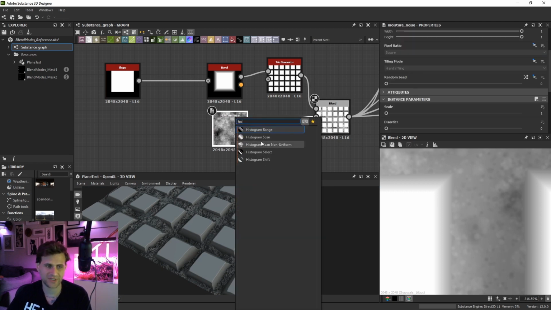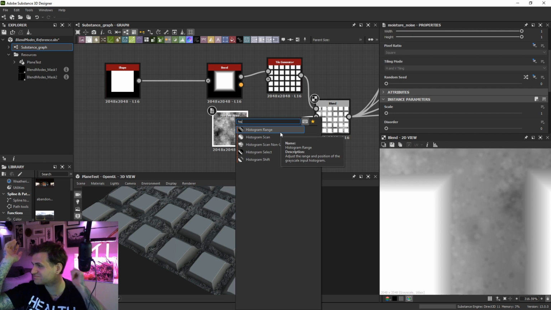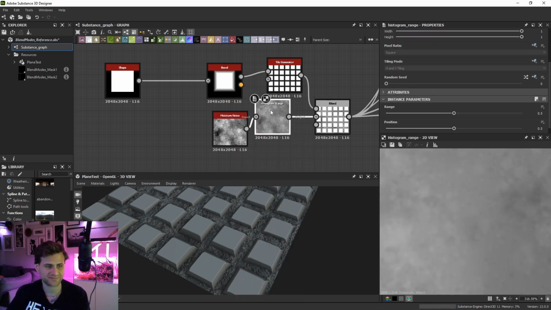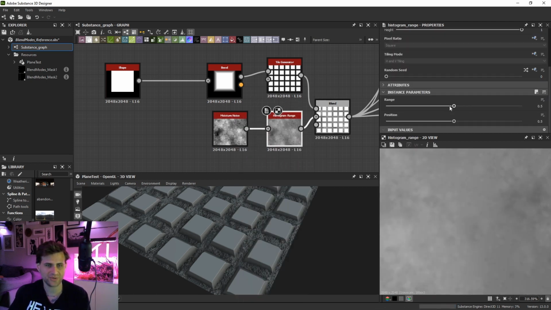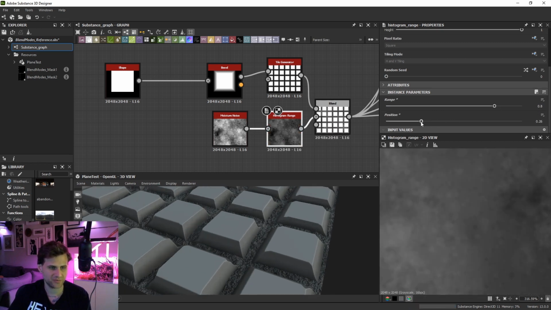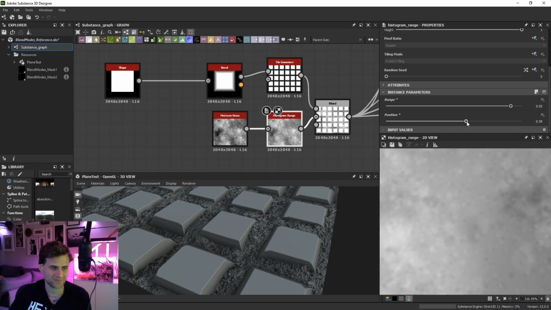And we can put something like a histogram range. We're going to do a whole video on histograms in the future. It will be up here, if you're watching this in like September, October 2023, it's up there. But if we tone the range of this down and we move it down, you'll see we get less grout, more brick. And as you make the whole texture brighter, we get less brick, more grout.